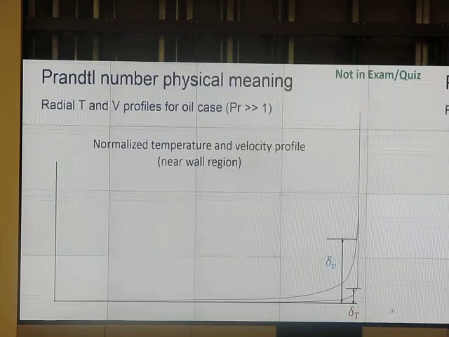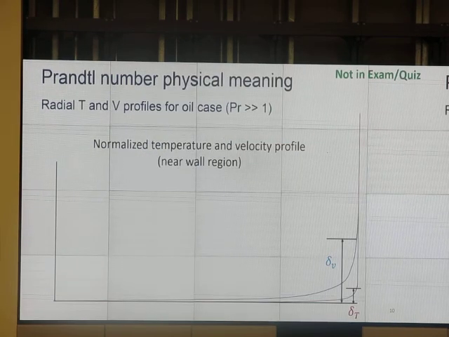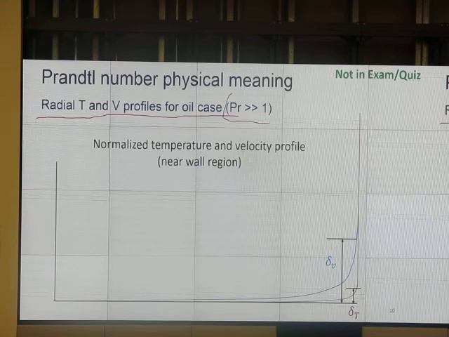So this has a discussion about Prandtl number. More Prandtl number means different thickness. If you have a very high Prandtl number, such as the radial temperature and velocity profile for the oil case, Prandtl number is a lot more than 1. So the boundary layer thickness for the velocity will be thick, but for the temperature will be thin. It has to be very close to the wall to feel the heat, but you can feel the momentum change away from the wall. That's what it means. That's the physical meaning of the Prandtl number.